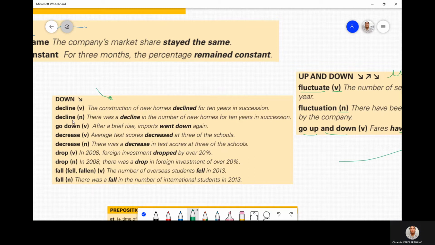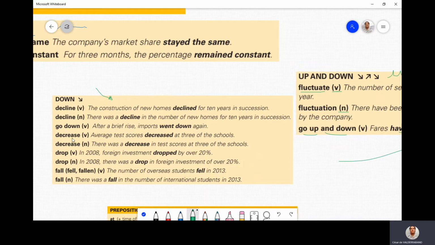Look at that, decline. We have to use the same pattern of pronunciation. We have the same word with different purposes. For example, decline as a verb, and as a noun, you have to say decline. There was a decline in the number of new homes for 10 years in succession. Then we have the verb go down.